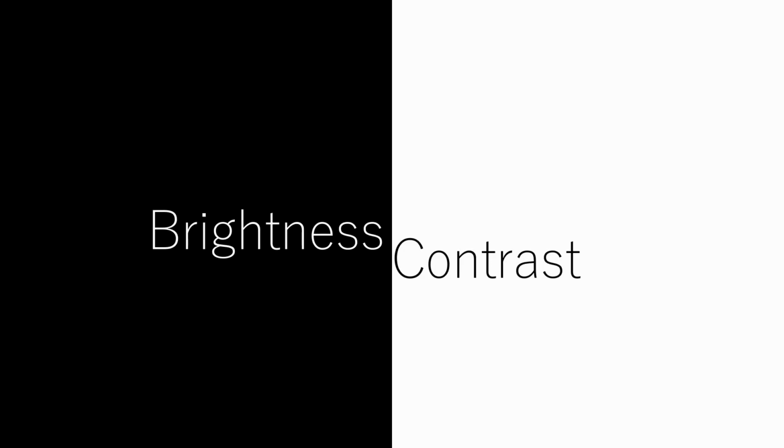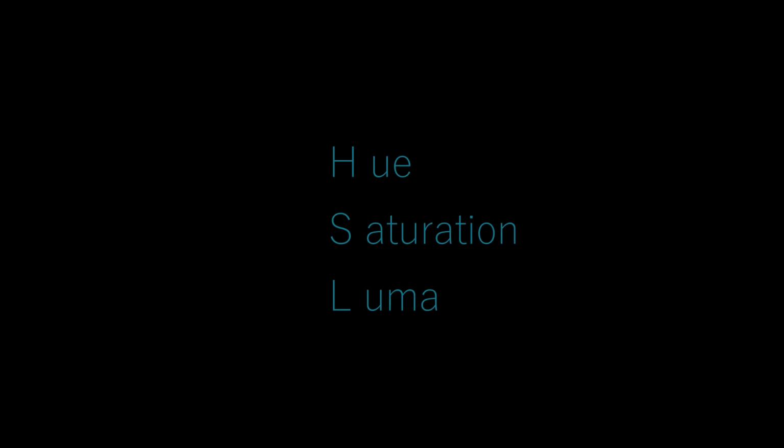We have seen about the brightness and contrast in our previous classes. Now let's see what is color. Three basic terms which we use to define color are hue, saturation and luma. Hue is the name we call color, saturation is intensity of the color and luma is brightness of the color.